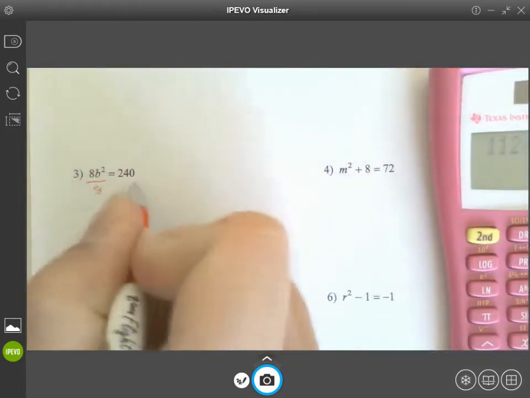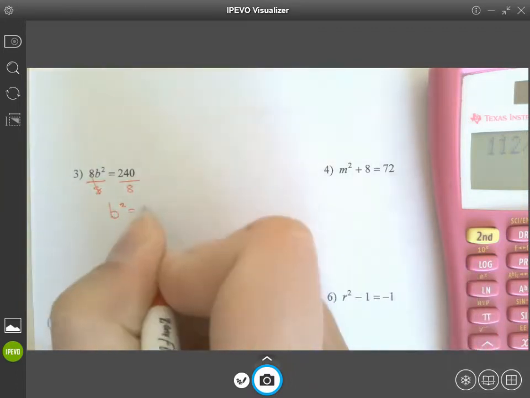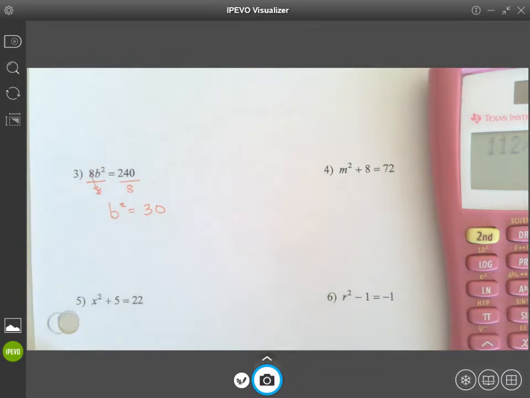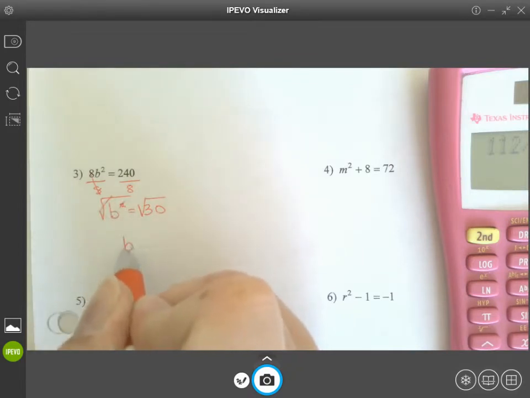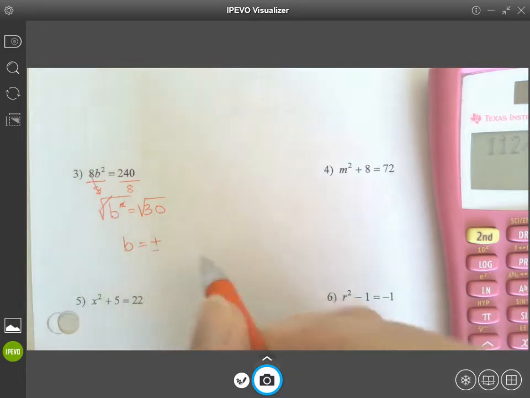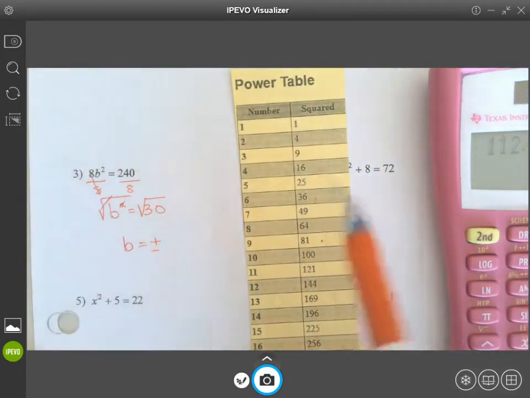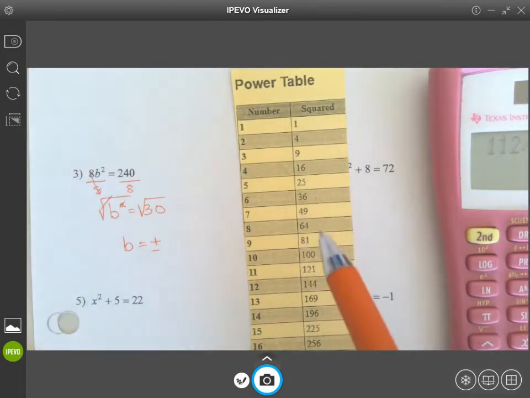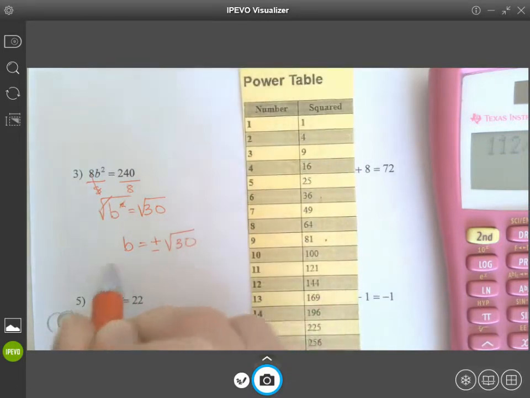Divide both sides by 8, and I get b squared equals what? 30. Now, when I go to take the square root of both sides, I will get b equals, I'm going to put my plus or minus so I don't forget it. Does 30 break down with any perfect squares? No. Half of 30 is 15. There's nothing less than 15 that would break down. So even though it's a bigger number, it stays as the square root of 30.